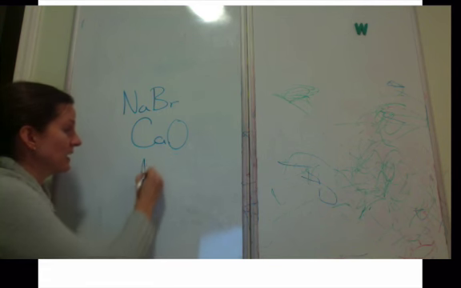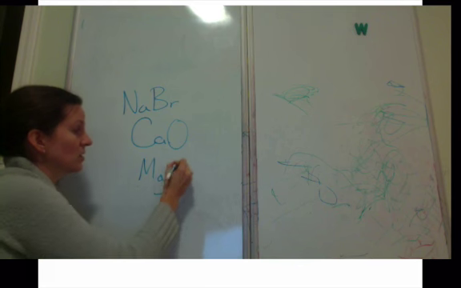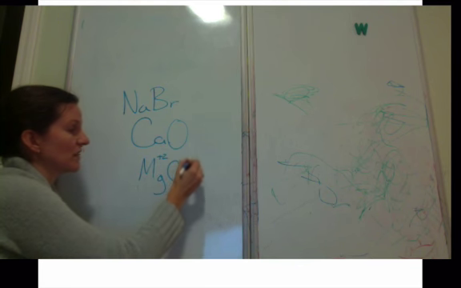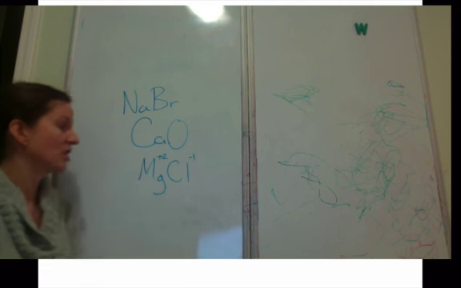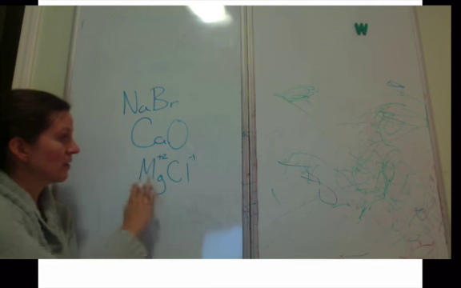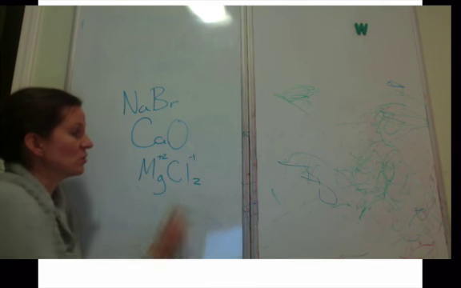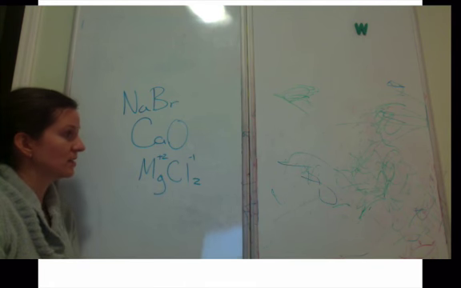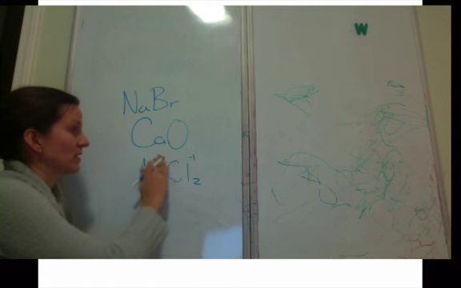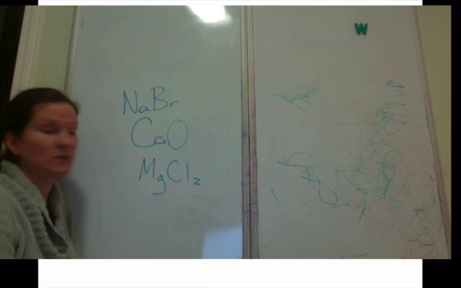Magnesium chloride. Magnesium's Mg. Chloride is Cl. Magnesium has a +2 charge. Chlorine has a -1 charge. How many of each do I need to neutralize? Well, I need 2 1s to cancel out this +2 charge. And so the final formula is MgCl2.